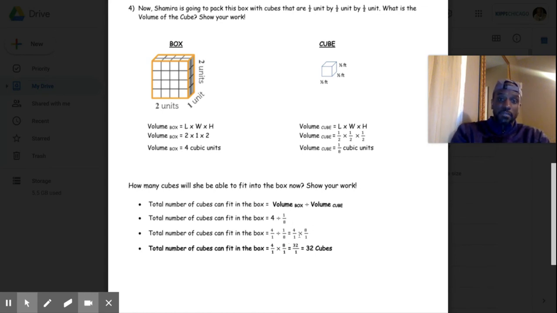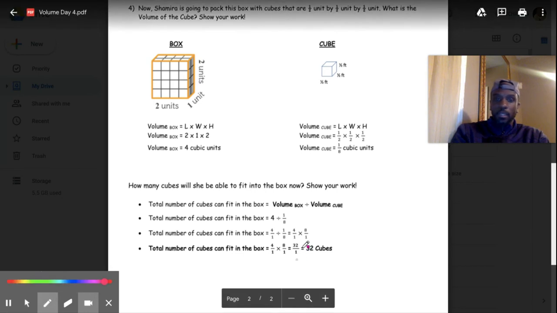Keep, change, flip is right here. Here's the keep, change, flip. Right there. There's your keep, change, flip. Keep the 4 over 1, change the sign to multiplication, and flip the 1/8, which now becomes 8 over 1. So now 4 times 8 is what? 32. 1 times 1 is 1. I have now right here 32 over 1.